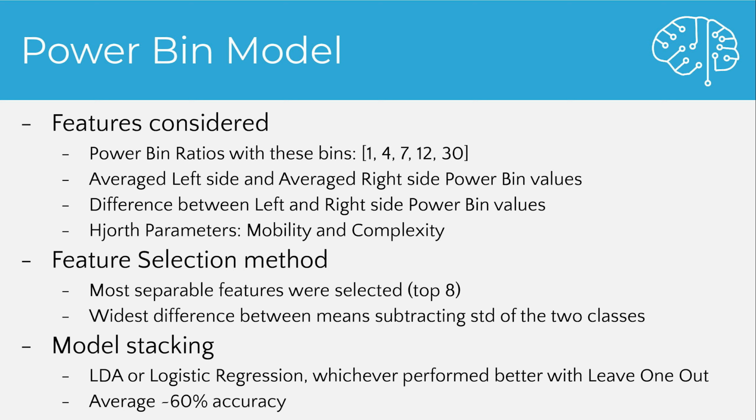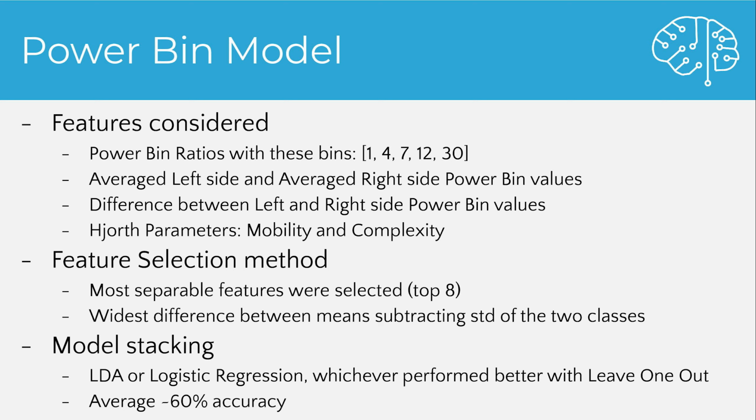After analyzing the data, we built up the PowerBin model to classify our EEG data. We used PowerBin ratios that we saw earlier, along with average left side and right side electrodes for these PowerBin values, and the difference between these averages as parameters. We also calculated the Hjorth parameters for the EEG data, one being mobility, which is the standard deviation of the power spectral density, and complexity being the similarity to a regular sine wave.